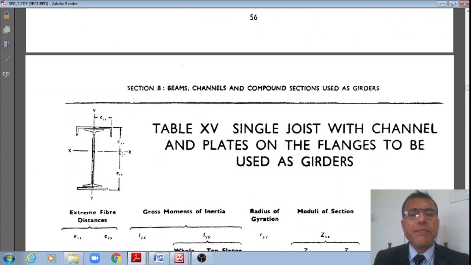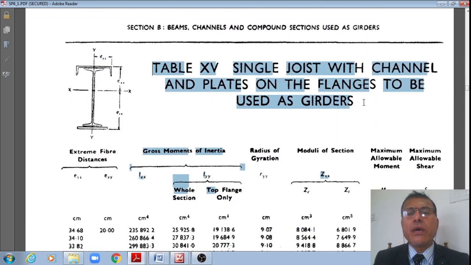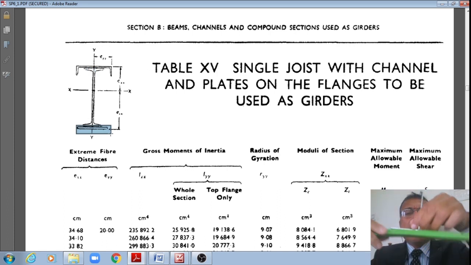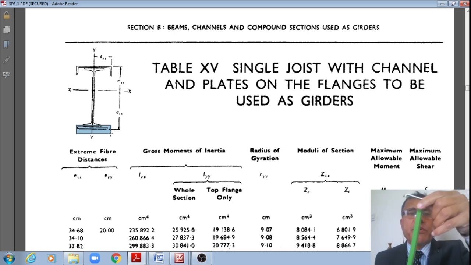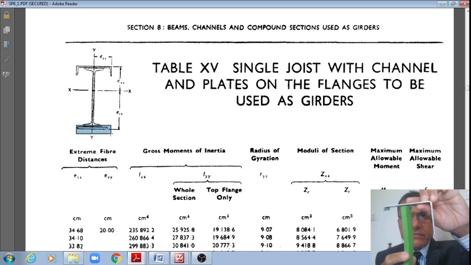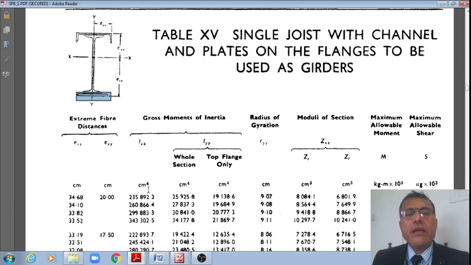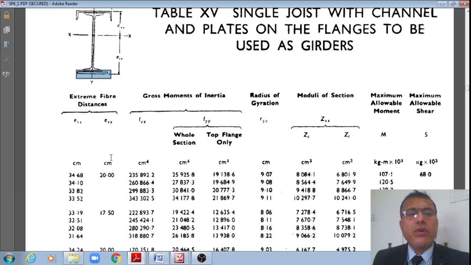Right, now the next table is Table 15, single joist with channel and plates on the flanges to be used as girder, right? This is how the Indian Standard rolled steel beam section is provided with a plate in the tension zone, and is provided with a channel in the compression zone. Then how much area and how much moment of inertia we can note down from this table, right?